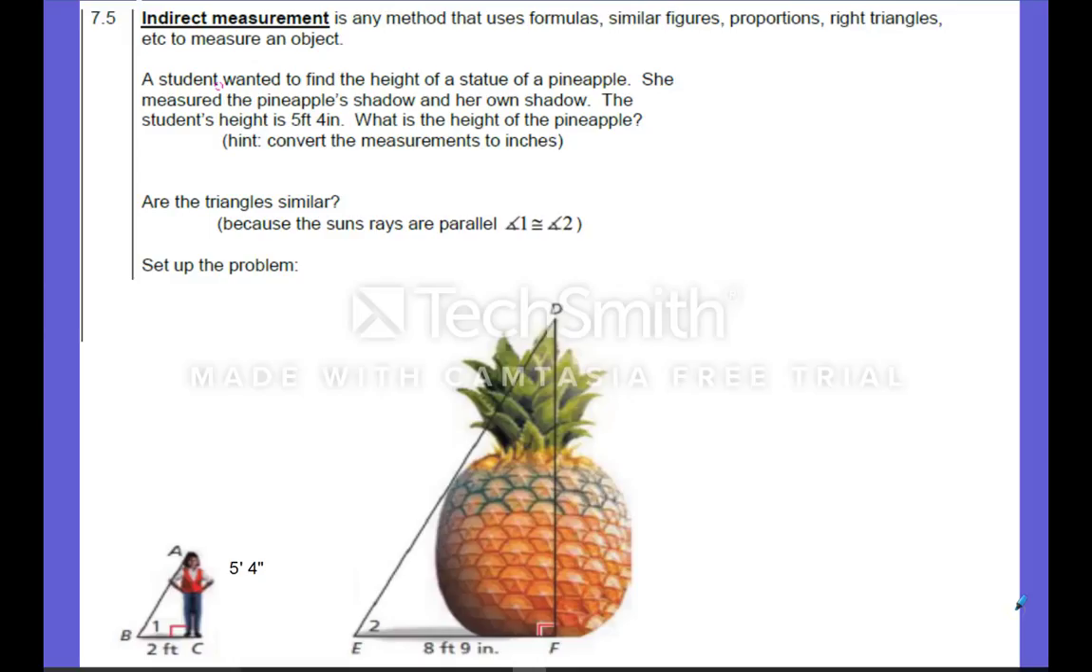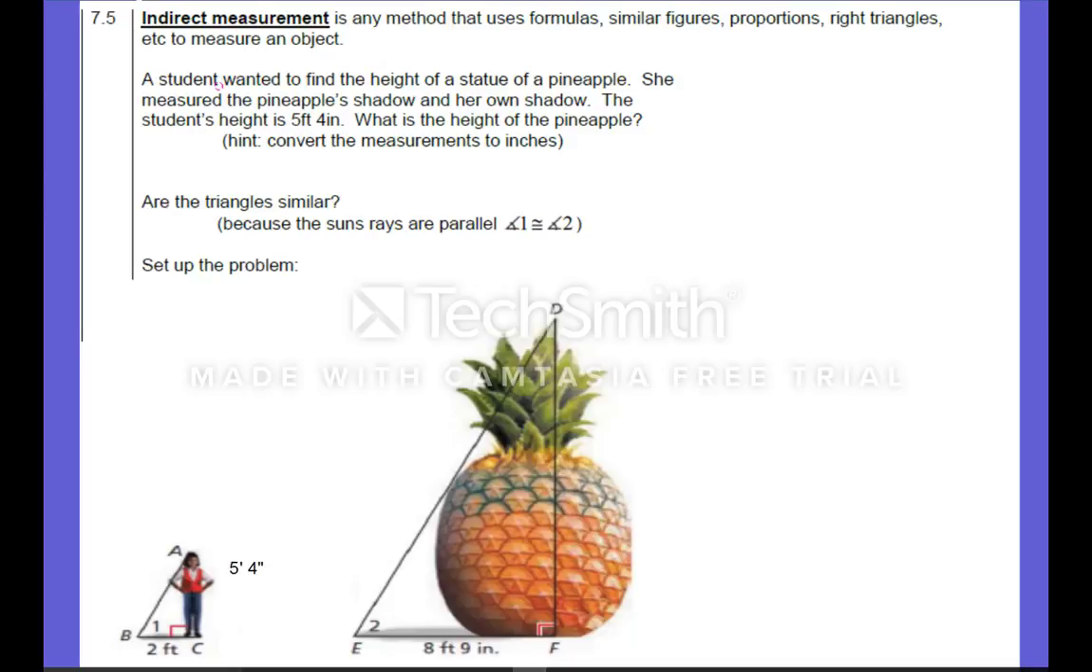Okay, for 7.5, we're looking at indirect measurement. We can't measure something because it's too tall, it's an awkward shape. So what we can do is use methods that incorporate formulas or similar figures, which we've been studying, proportions, which happen to deal with similar figures, right triangles to measure an object.